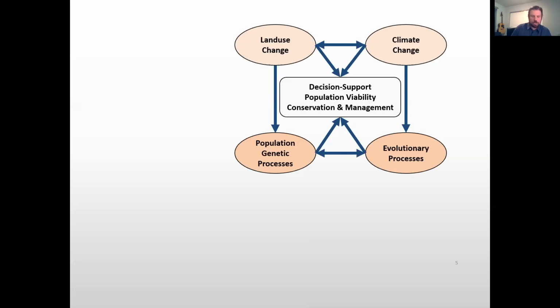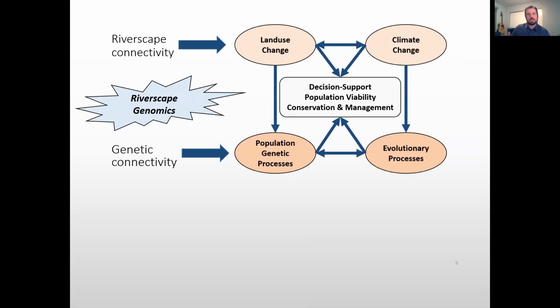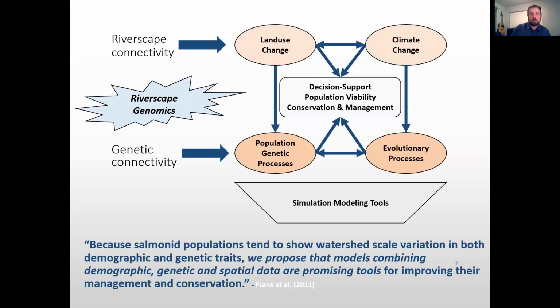management of populations. We can think of these in terms of riverscape connectivity on the environmental side and how that affects genetic connectivity. And riverscape genomics provides a nice framework to bring all these things together. Where I think about simulation modeling fitting in here is as providing a foundation or a framework that the managers can fall back on to explore questions and problems, and look at alternative management scenarios when they don't have the ability to do all these things in the field.